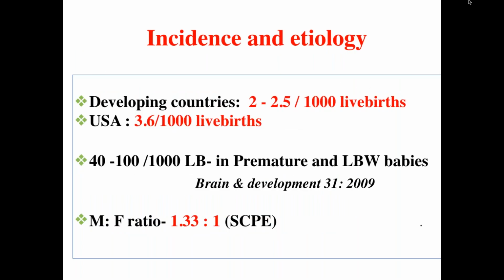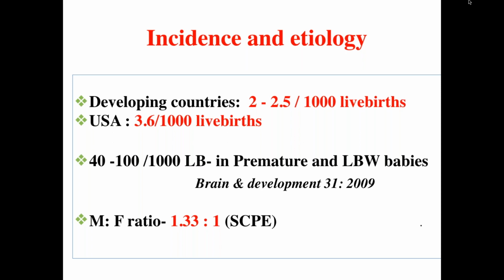So this brings us to the next part, which is incidence and etiology. Less of it we can go past also. So overall, the prevalence or incidence of cerebral palsy is 2 to 2.5 per 1,000 live births. However, in premature and low birth weight babies, the incidence would be as high as 10% also. The males are more commonly affected with cerebral palsy as compared to females, as is seen in most of the neurodevelopmental disorders.